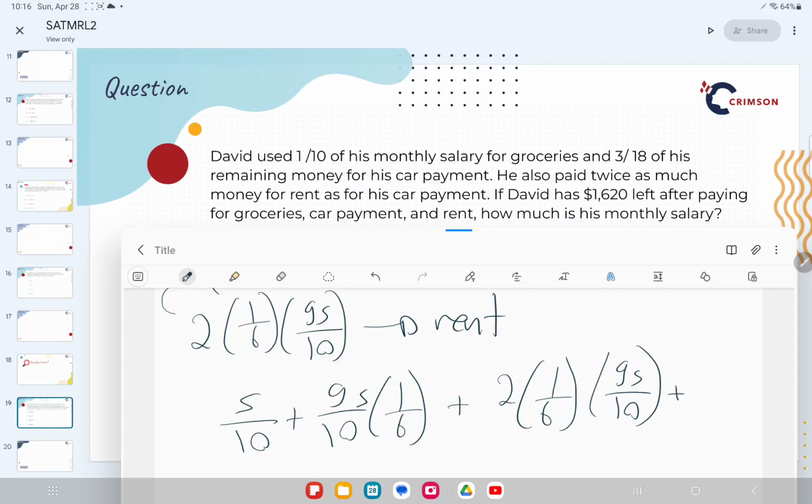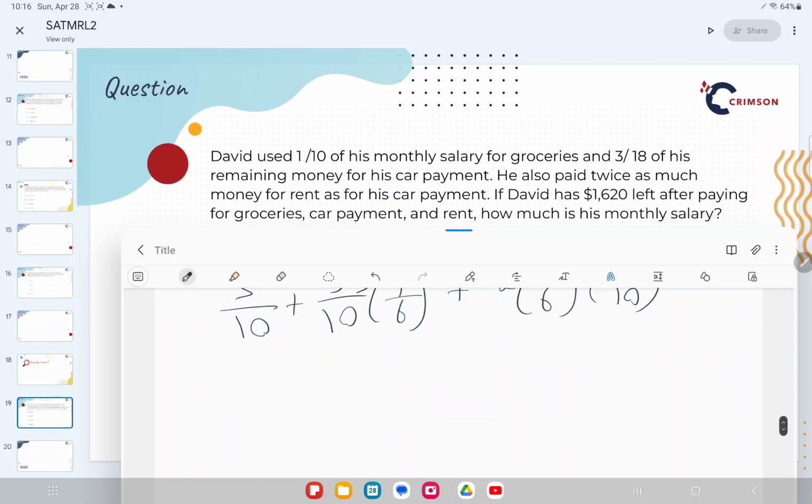Plus whatever is left from his money after paying everything. So whatever is left is 1620. Let me just give you an example.